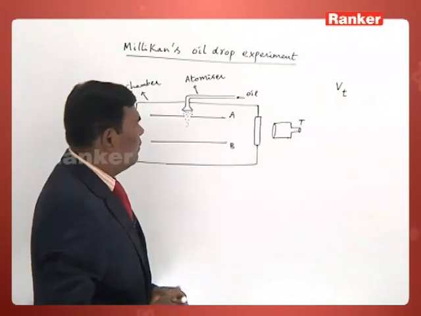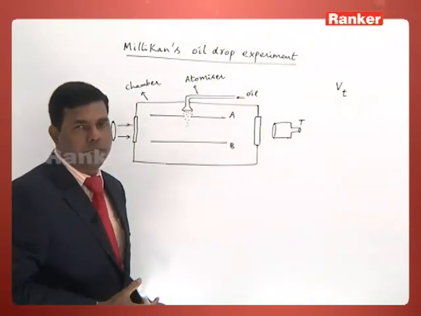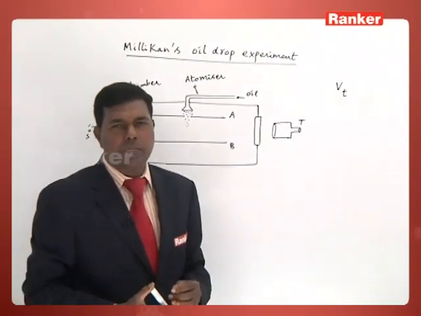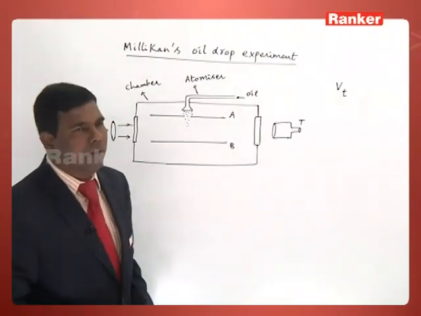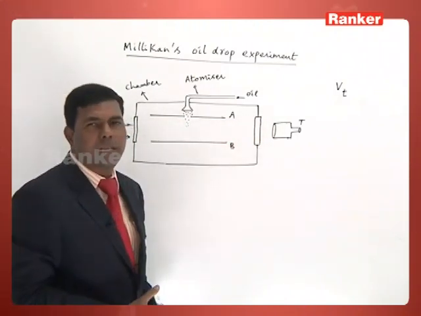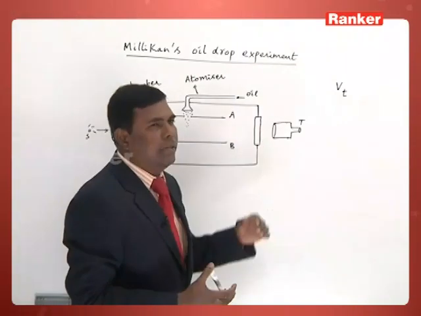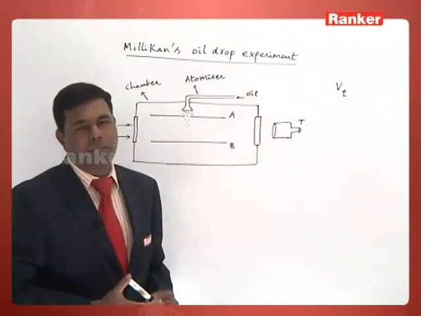Now that terminal velocity can be determined using the telescope and micrometer arrangement, and also using a stopwatch. We will measure the time taken for the oil drop to travel a particular distance, and the distance can be measured using the micrometer arrangement. From that we can calculate the terminal velocity of the oil drop.